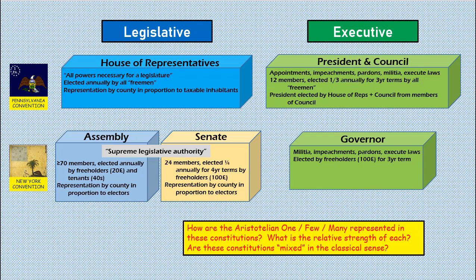Again, most states are going to replicate the few and the many in the two different branches of the legislature. But above all, these constitutions are not mixed. That is, we don't find the power of one branch dependent on the approval or the review of another branch. They are independent branches, and the legislature is clearly dominant. That's the core idea to get out of these state constitutions.